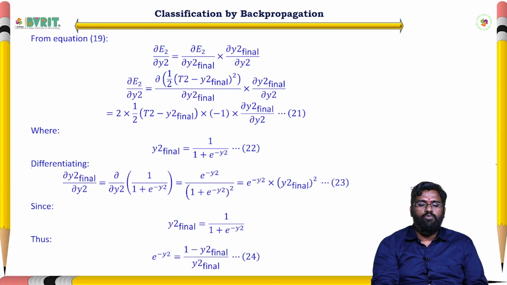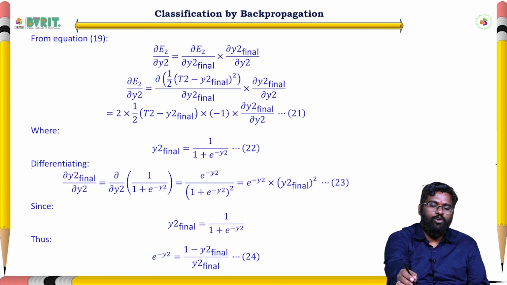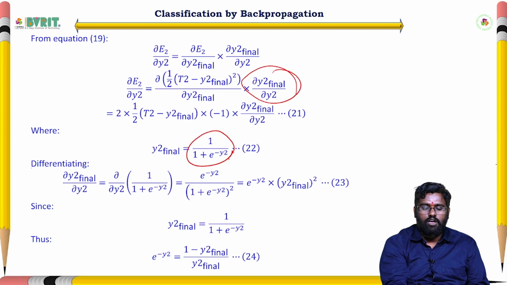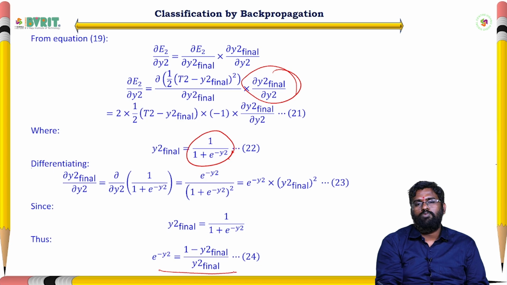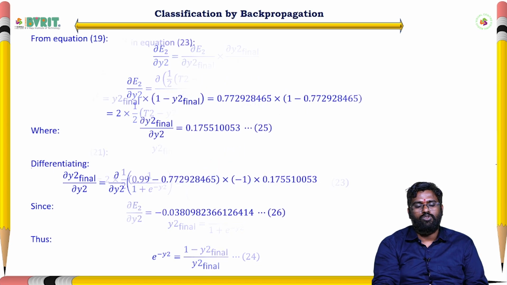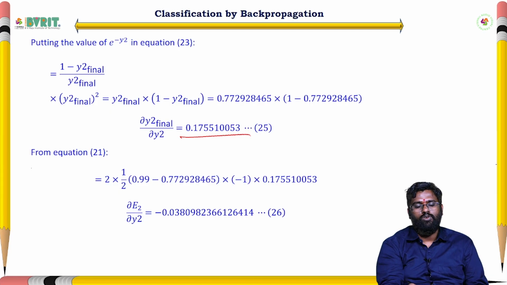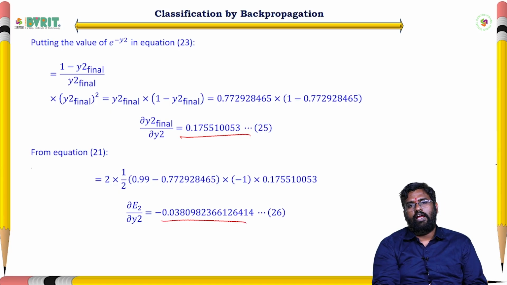Now, similarly, we need to calculate E2 with respect to Y2, and those formulas we have written here. Next, Y2 final means 1 by 1 plus e power minus Y2. Then finally e power minus Y2 equals 1 minus Y2 final by Y2 final. Substituting this equation, finally we got that value as 0.175. And now that updated delta E2 with respect to Y2 is minus 0.038.